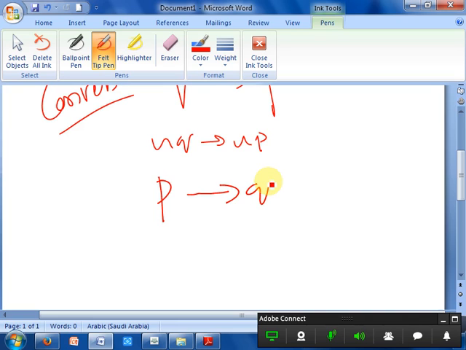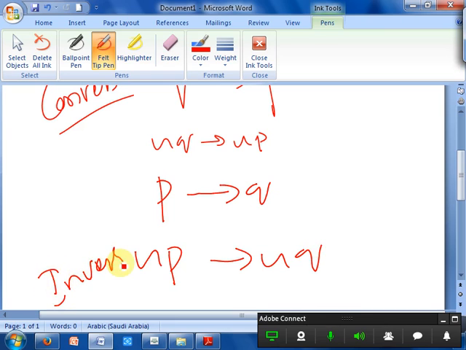Then the inverse is not P then not Q. If you get an A in the course, then you will be a good programmer. This is the inverse, the not of the original statement. Contrapositive is the not of the converse, and inverse is the not of the original statement. Clear?